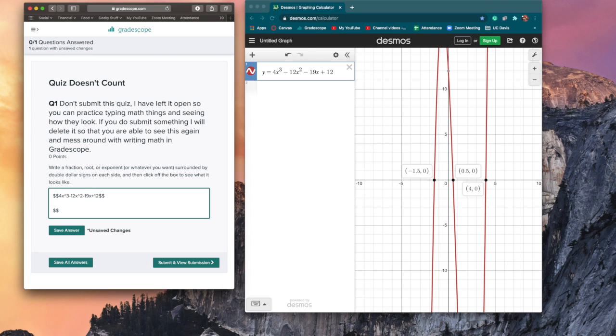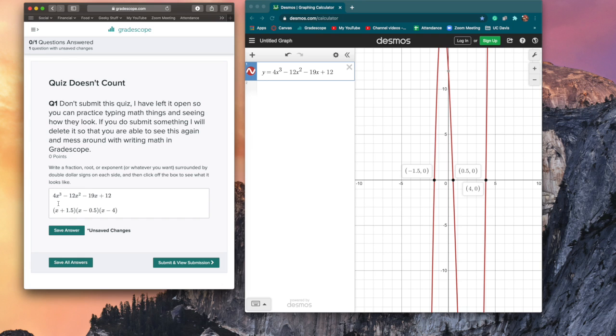something like x plus 1.5, x minus 0.5, and x minus 4. Because that way, all of those values of x, negative 1.5, positive 0.5, and positive 4, will make this equation equal to 0, which is equivalent to being where an x-intercept would be.